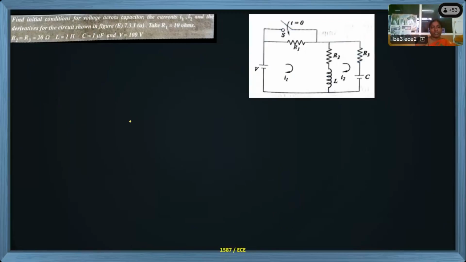Now what I will do, at t equal to 0 minus, switch open. Draw the circuit when switch is open. What happens? This is the voltage, and here resistance will be there, and here resistance. It is a closed circuit, so inductor will act as short circuit. Current flows in the inductor, and voltage also exists in the capacitor.